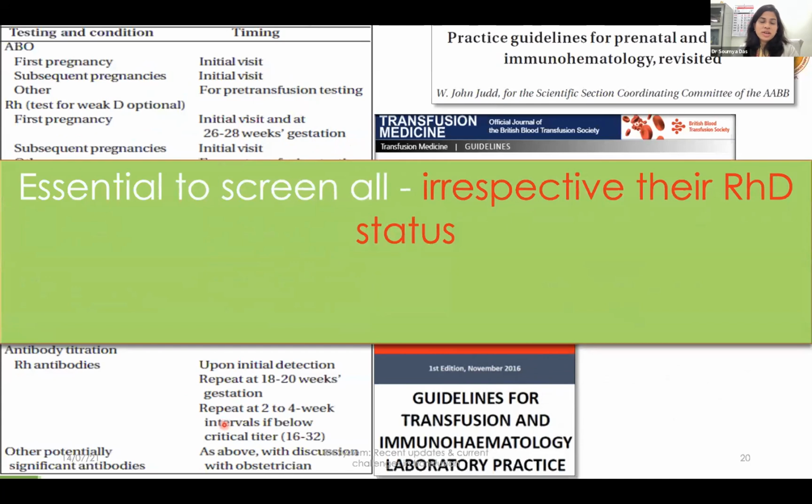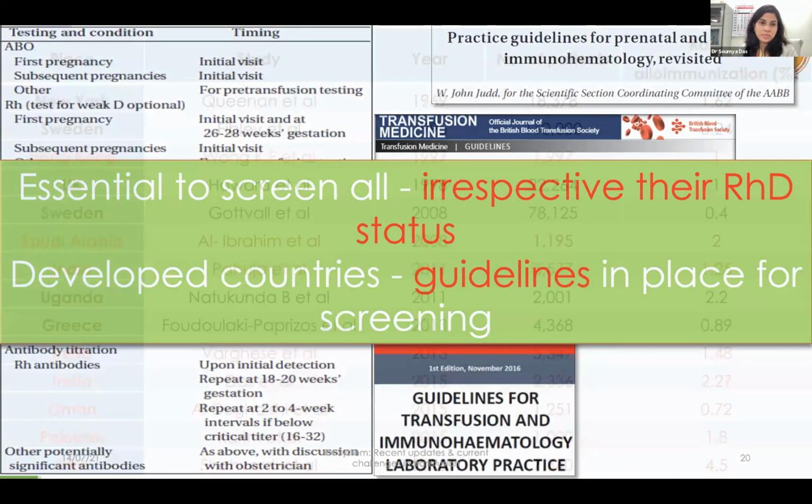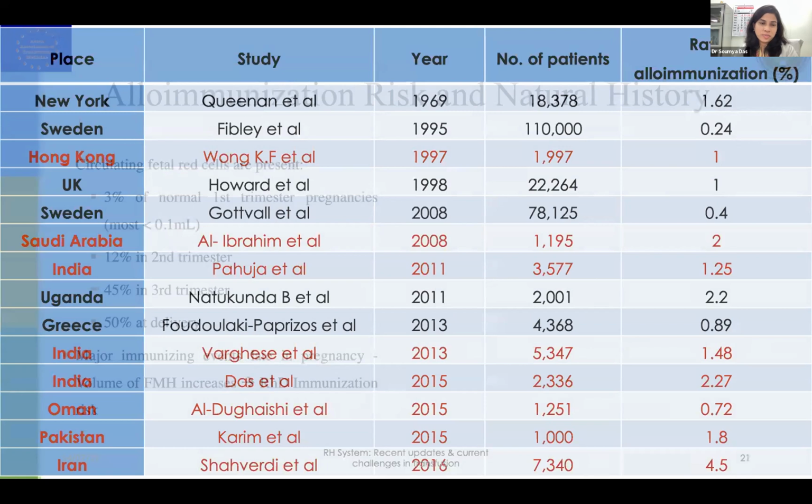And it is very much in place that it is essential to screen all the mothers irrespective of their Rh status. However, in developed countries, the guidelines for screening are yet to be in place. So this is a few of the data, the red highlighted ones are from the Southeast Asian countries, and a good amount of literature is coming up from this part of the world as well on alloimmunization in pregnancies.